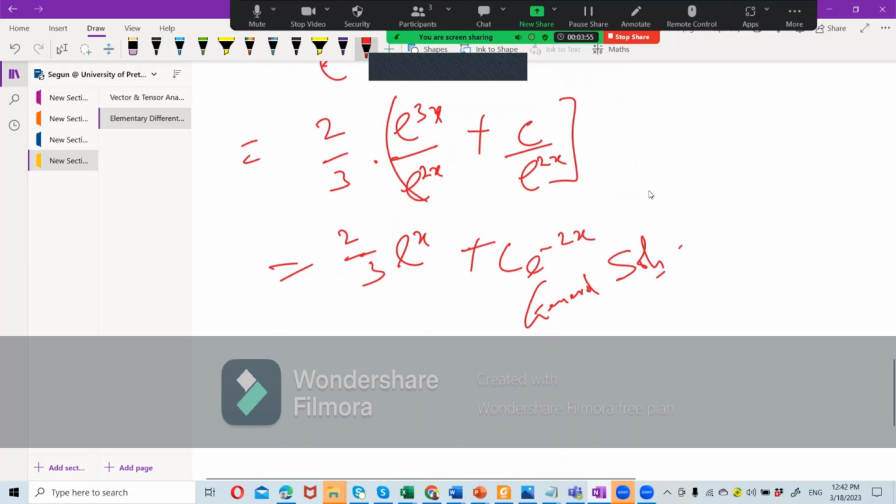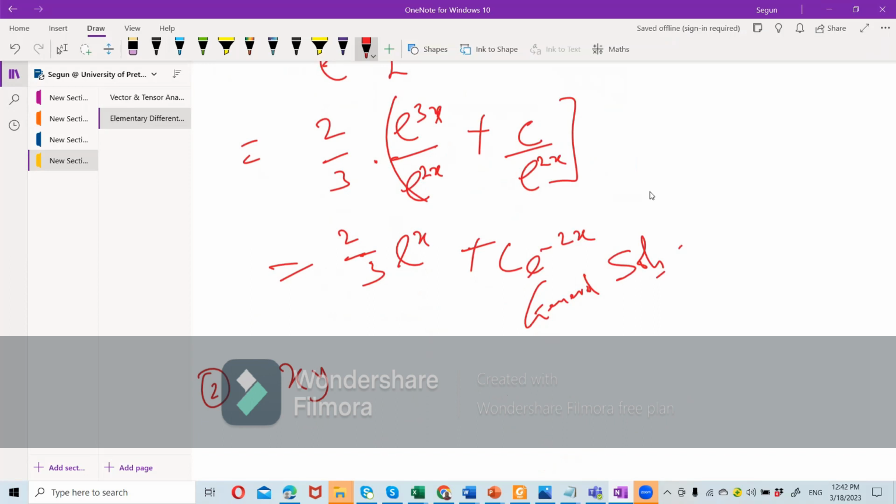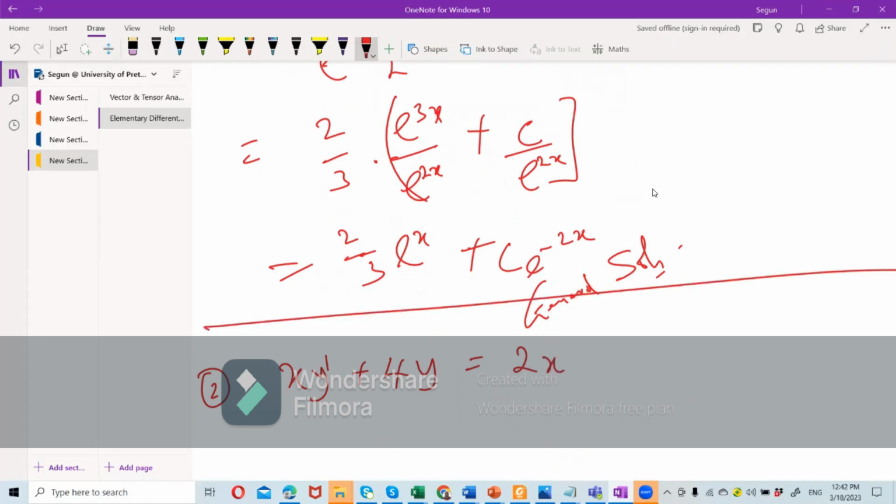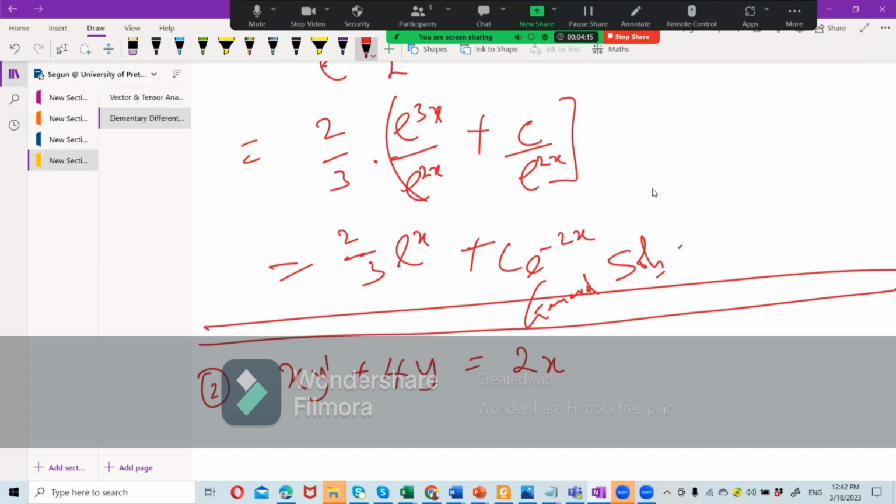So let's look at another question. Let's say question 2. You have a different type of question: xy prime plus 4y equals 2x cubed.